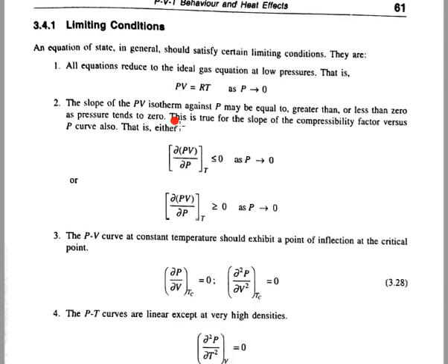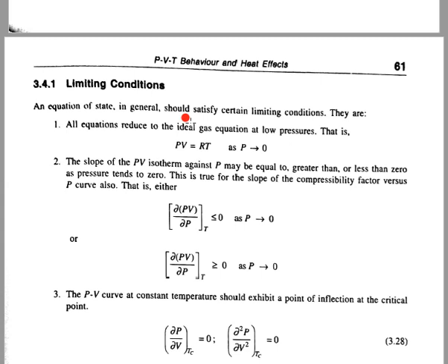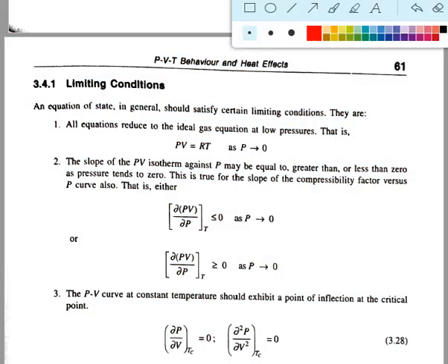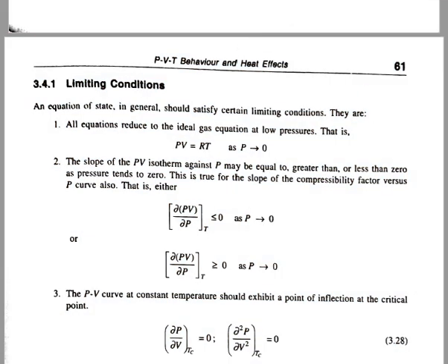First, see the limiting conditions. An equation of state, in general, should satisfy certain limiting conditions, and they are as follows. First, all equations reduce to the ideal gas equation at low pressure, that is PV is equal to RT.